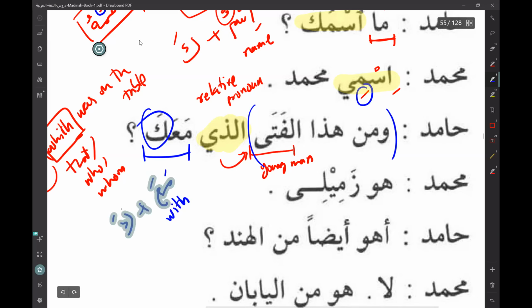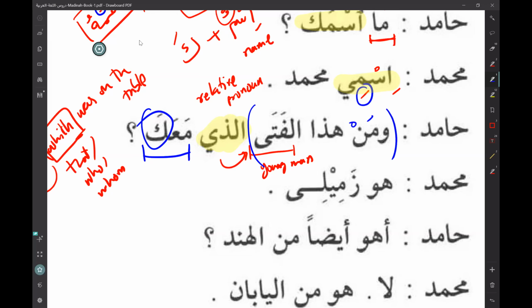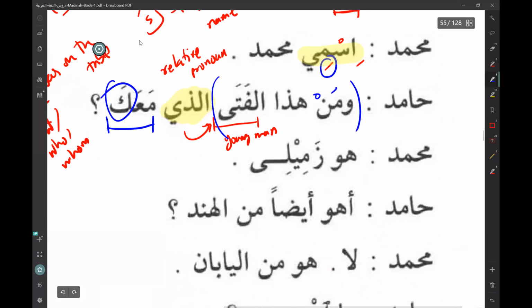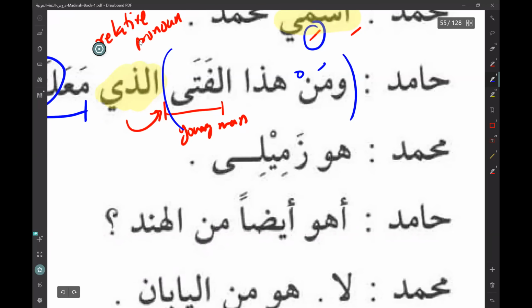Now let's see what this whole sentence is saying. وَمَنْ هَذَا الْفَتَى, and who is this young man الَّذِي who معك, with you. If you just translate word for word, remember what I said first. First, just try to translate word for word. Who is this young man who is with you? Basically, there's a boy next to him, and he just wants to know who is this man who is with you. Now Muhammad is saying, "Huwa zamili."